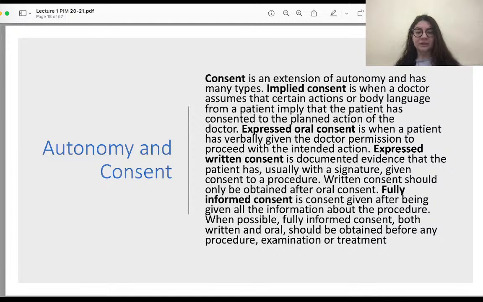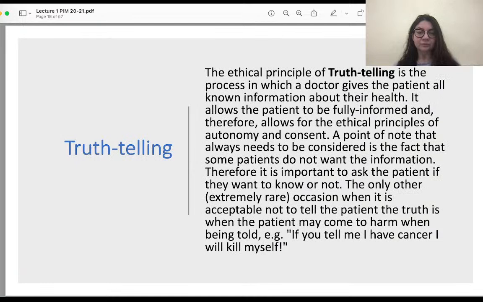Fully informed consent is consent given after being given all the information about the procedure. When possible, fully informed consent, both written and oral, should be obtained before any procedure, examination, or treatment. The ethical principle of truth-telling is the process in which the doctor gives a patient all known information about their health. It allows the patient to be fully informed and therefore allows the ethical principles of autonomy and consent.